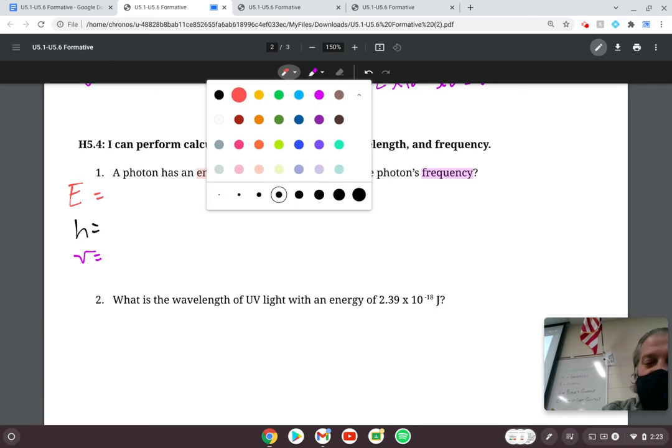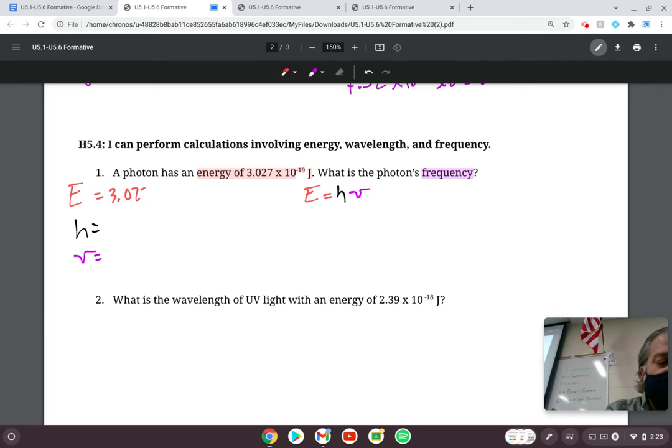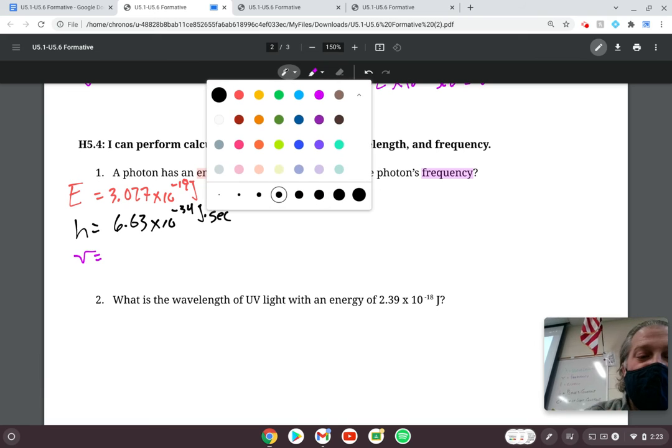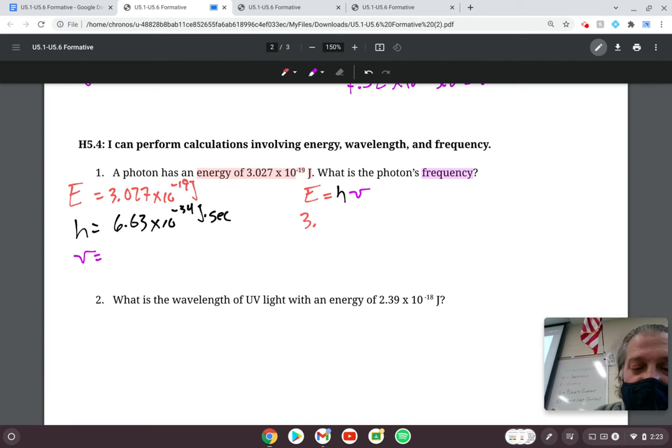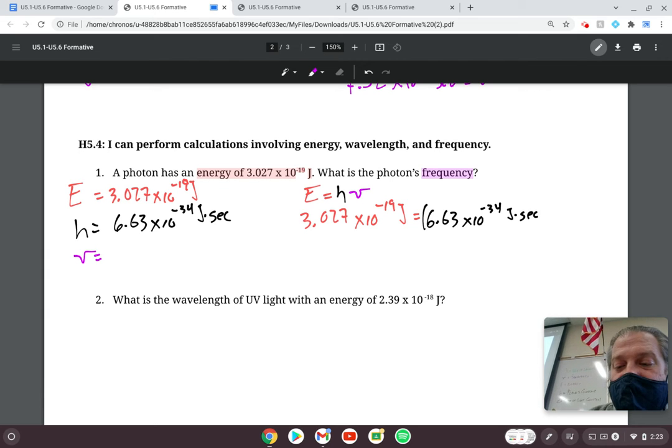And in this problem, we know the energy is 3.027 times 10 to the negative 19 joules. And we also know that Planck's constant is 6.63 times 10 to the negative 34, and that's joule seconds. And we're solving for frequency. So I'm going to plug these in. So I'm going to take the 3.027 times 10 to the negative 19 joules, and that's going to equal Planck's constant's value of 6.63 times 10 to the negative 34 joule seconds, and times frequency.